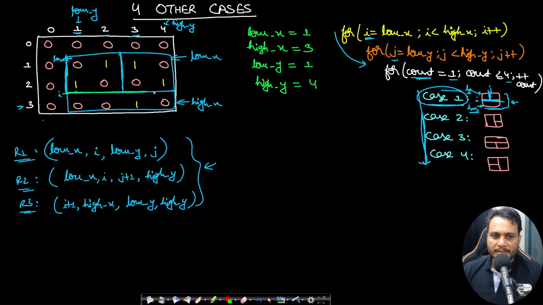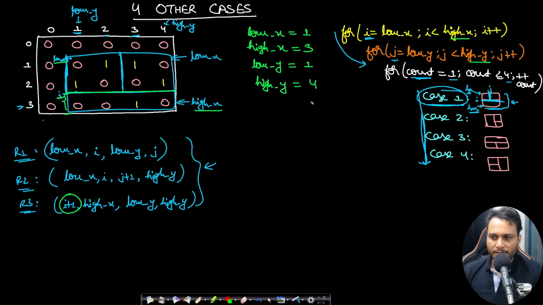Now this horizontal slicer will move from low x to less than high x. Why less than high x and not equal to high x? Because if i is equal to high x, then i plus 1 will go out of bound. That will not create the third region. So in order to have the third region, the i must always be less than high x, and that is why i is less than high x. And the same reasoning goes for j as well.